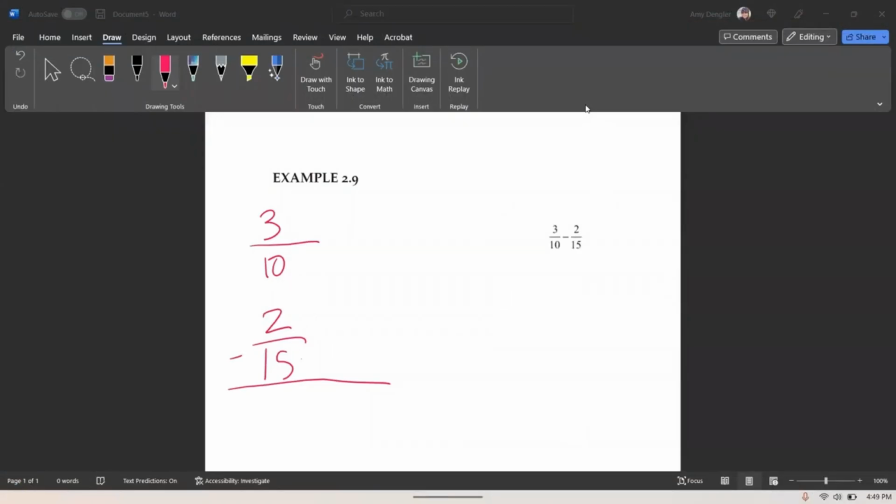Example 2.9, we have two fractions, 3/10 and 2/15. They do not have the same denominator, and we need to subtract them. So we have to find the lowest common denominator between the two. So the lowest number that they both will evenly divide into. So looking at those, 10 and 15, neither can go into the other, so I'm thinking it's going to be 30.